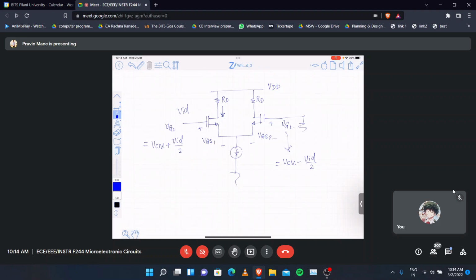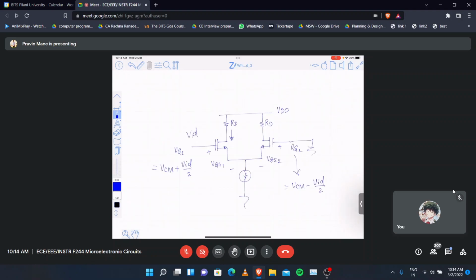When AC and DC are both present, the current is ISS by 2 plus ID. ID is ISS by V overdrive into VID by 2, but I will write it as ID. What is the current flowing through this branch? ISS by 2 minus ID. ISS by 2 minus ID.